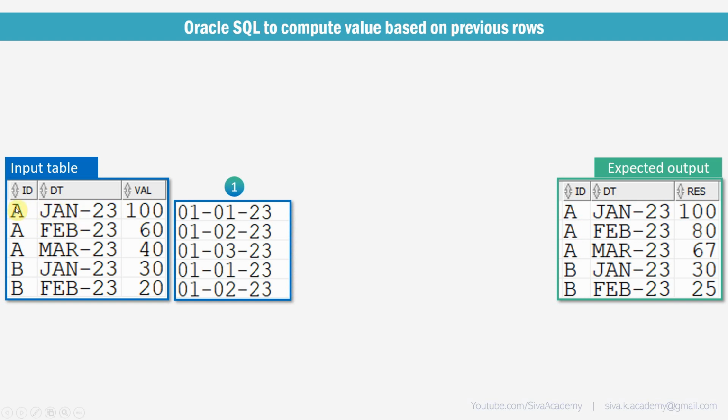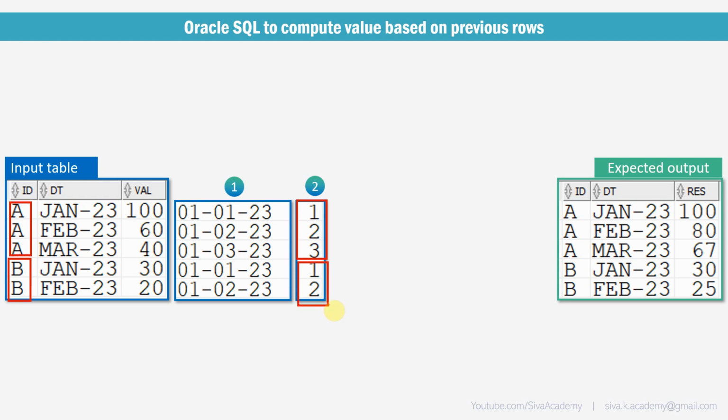Second step is, within each set, that is within set A and within set B, we need to find a simple row number in the order of date. That is why we are converting this date into a proper date format. So in the order of date, within A and within B, we are just going to print a simple sequence number. For that, we can simply use the row_number analytical function. So within set A, we will print a sequence like 1, 2, 3. Similarly, within set B also, we can print a simple sequence like 1 and 2. This is our second step.